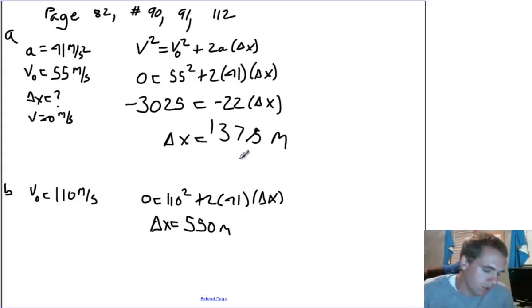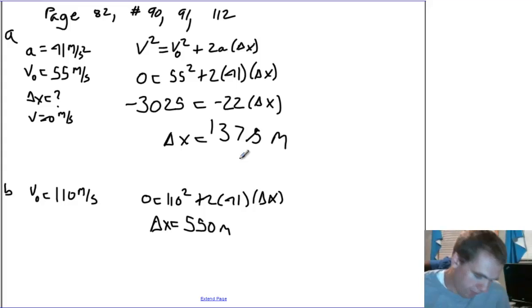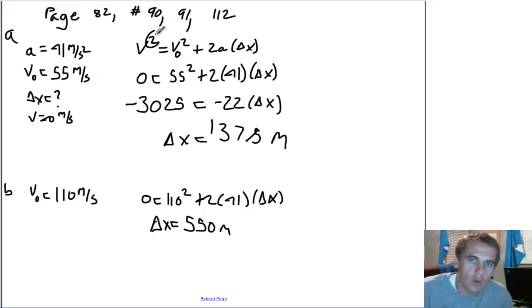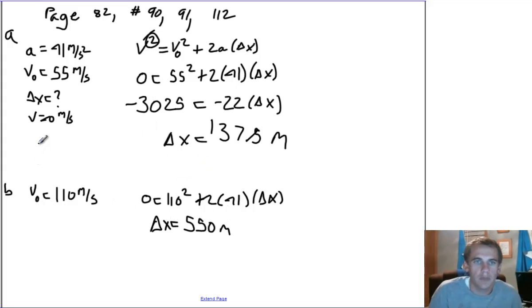What's the true relationship between those? Well, figure it out. 550 divided by 137.5 is equal to 4. Okay. Why is it 4? Well, it's proportional to the square of velocity, not to velocity itself. Since we doubled the velocity, 2 squared is 4. Okay. So that's number 90.